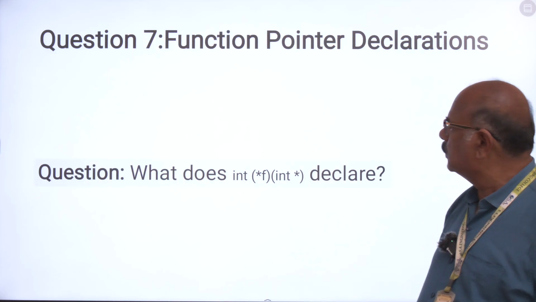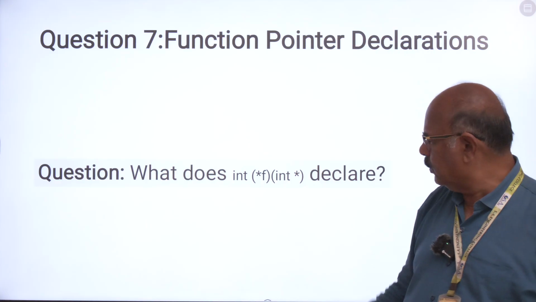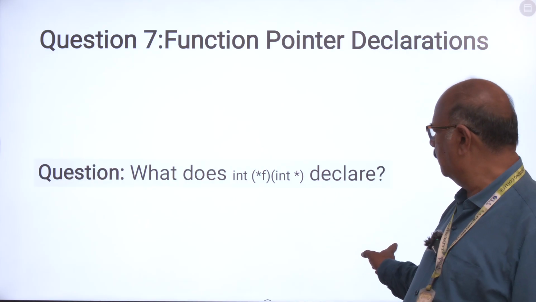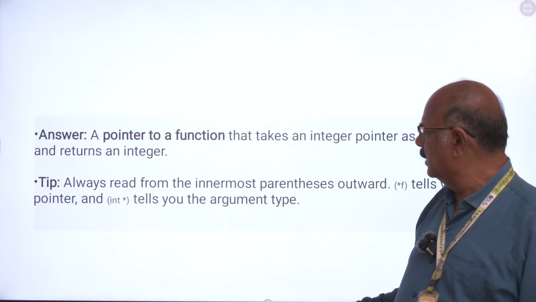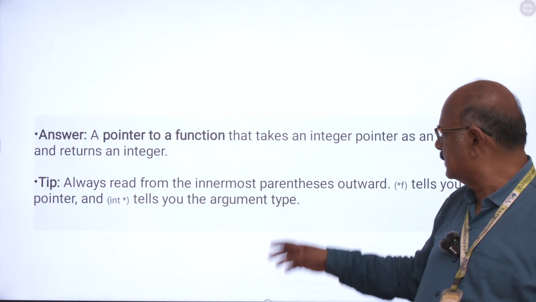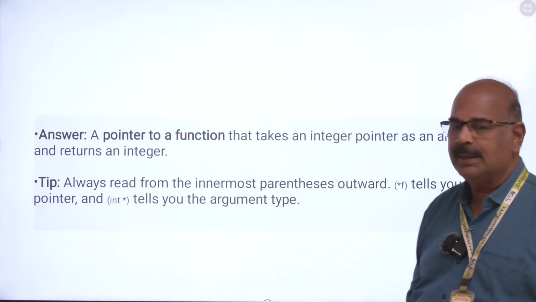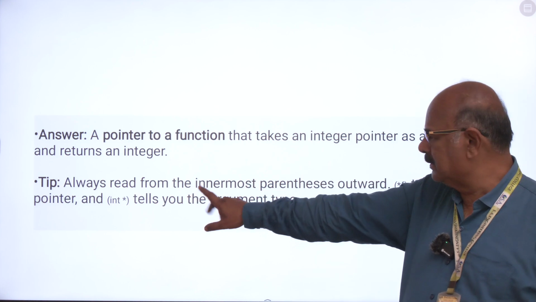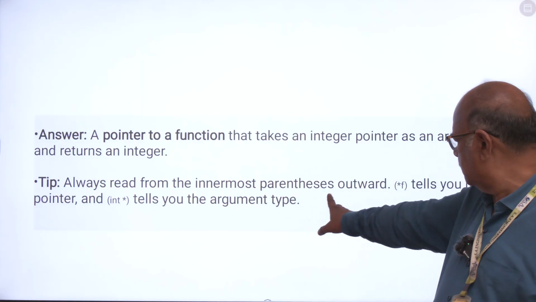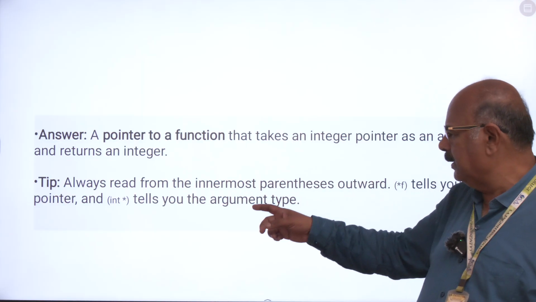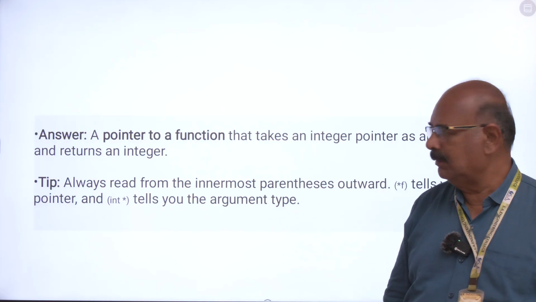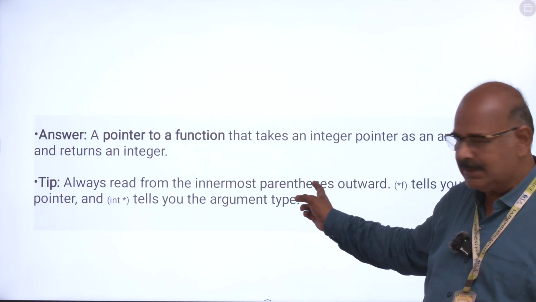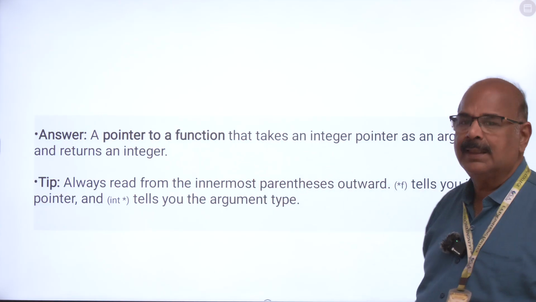Okay, next one, function pointer declaration. Question: what does this int declaration mean? Let us see the answer for this. A pointer to a function that takes an integer pointer as an argument and returns an integer. The tip given here is to always read from the innermost parenthesis outward: it tells you it's a pointer, and it tells you the argument type. So that is what we see whenever we have a pointer to a function that takes an integer pointer as an argument and returns an integer.